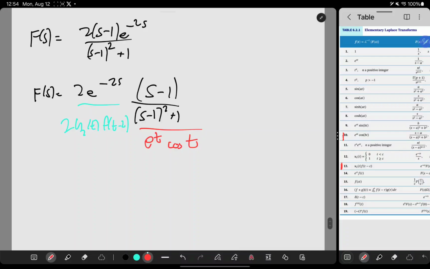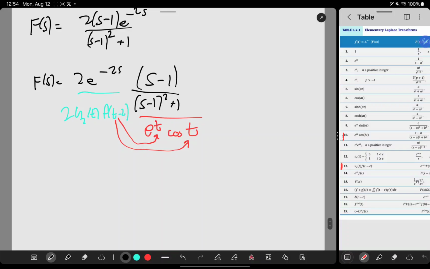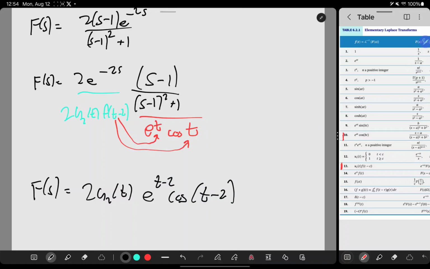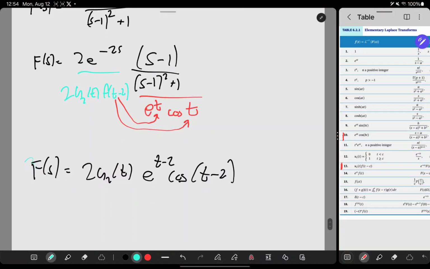So now, remember, we're going to plug this t into this one here and this one. So we're going to have f of t equal to 2u2 of t times e to the t minus 2 cosine of t minus 2. I sure hope that's right. Let me check. 2u2 e to the t minus 2 cosine t minus 2. Yes, that's correct. So this would be your answer. So not too bad. It's just that step right there of plugging that in. That's what got me.